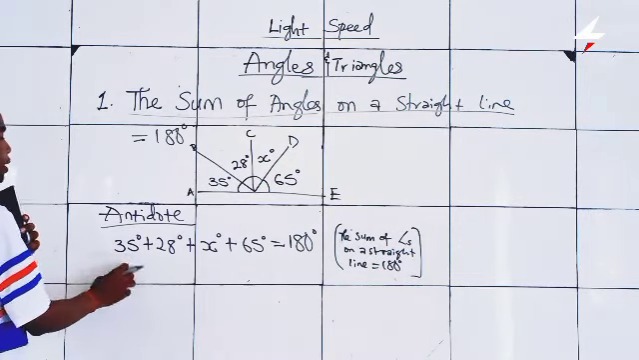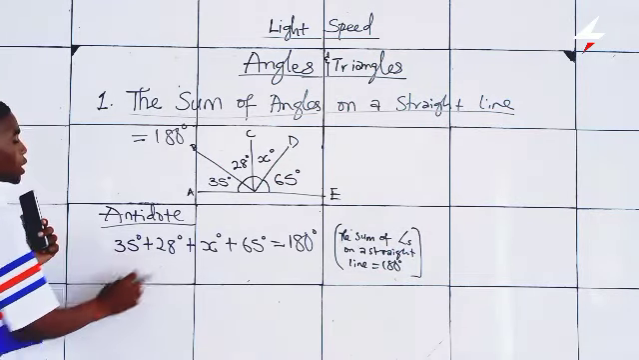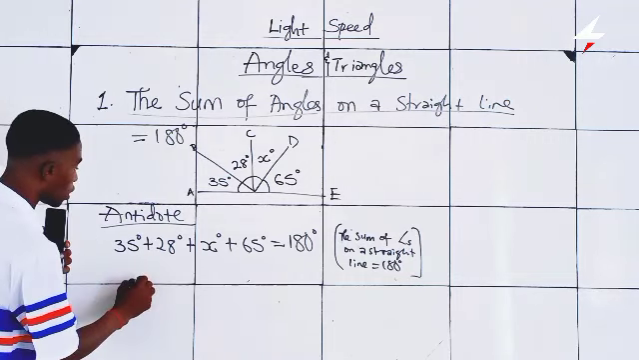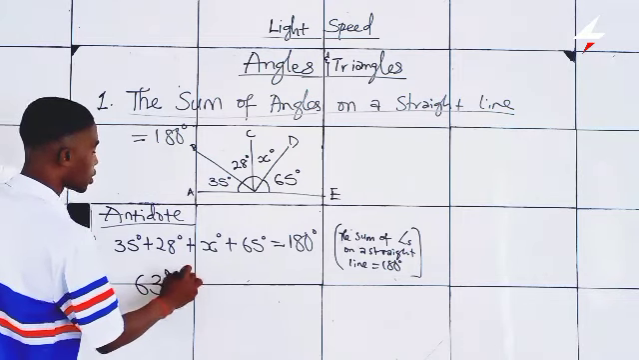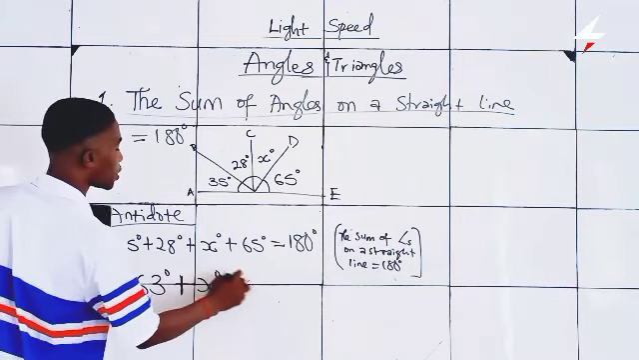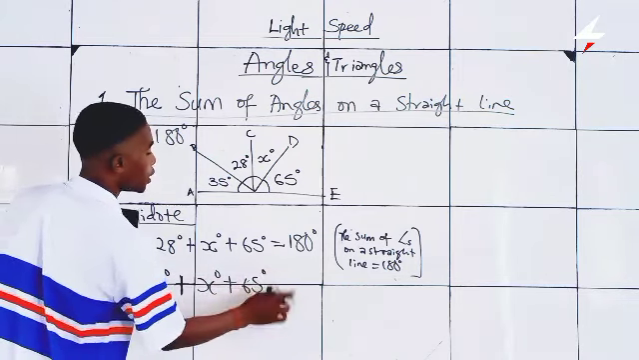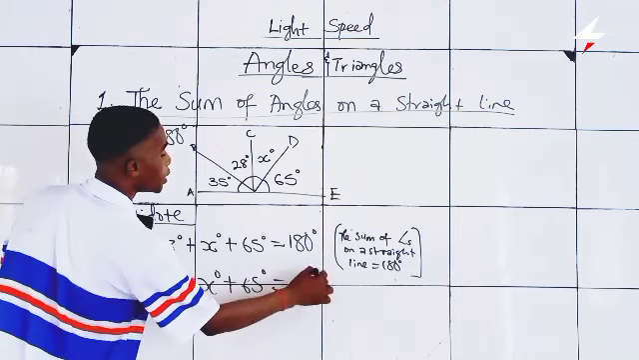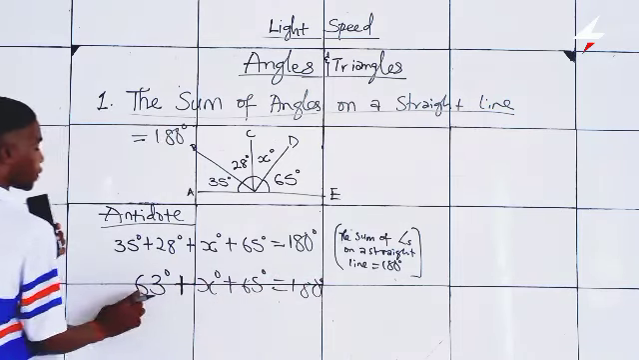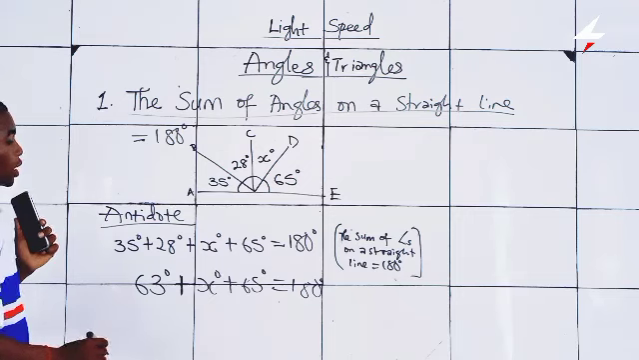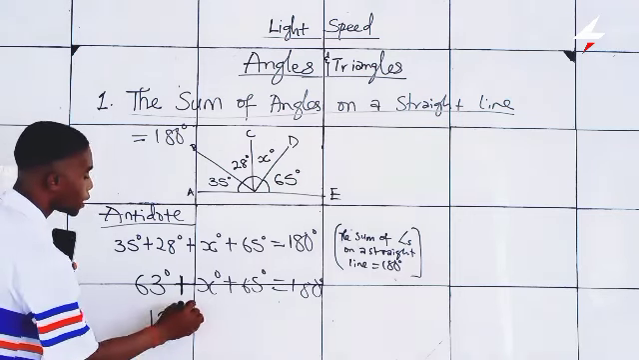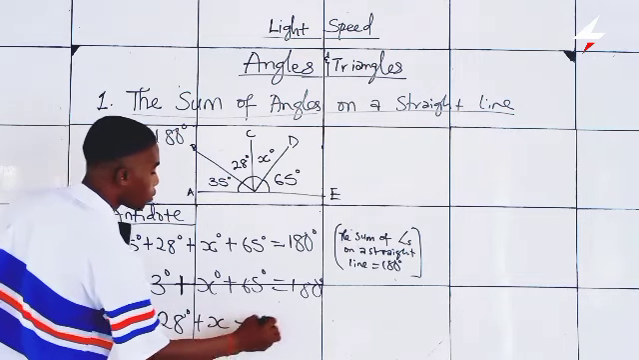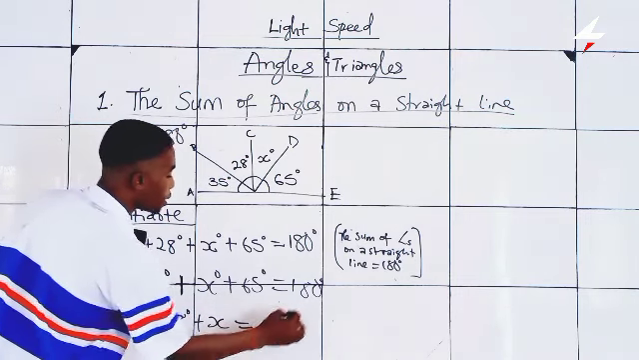Now let's add these together. We add 35 degrees plus 28 degrees. That will give us a total of 63 degrees plus x degrees plus 65 degrees equals 180 degrees. Now we add 65 plus 63. That will give us 128. We have 128 degrees plus x is equal to 180 degrees.